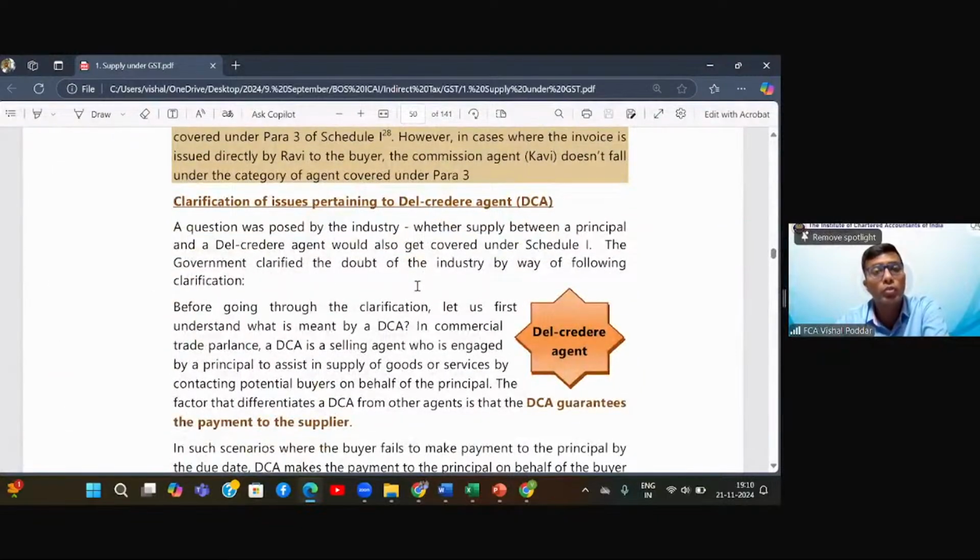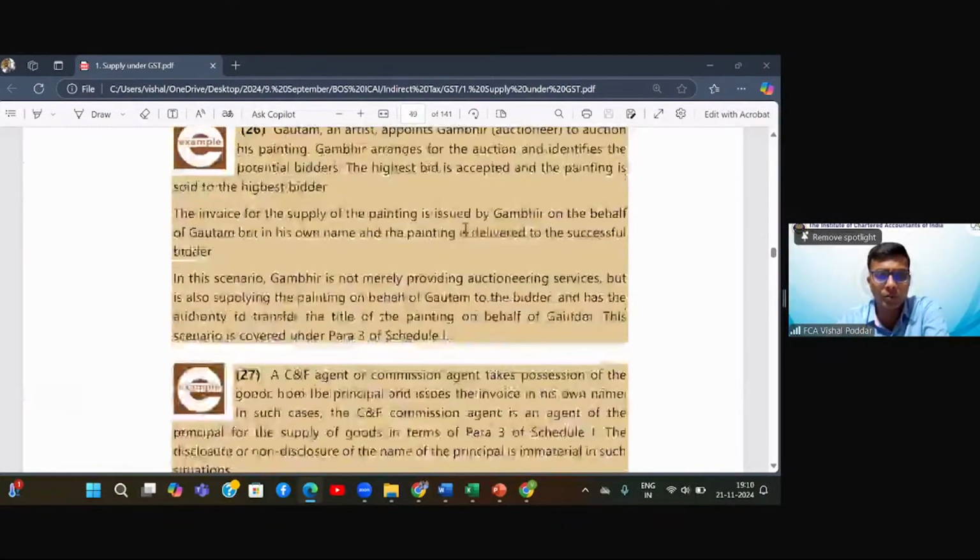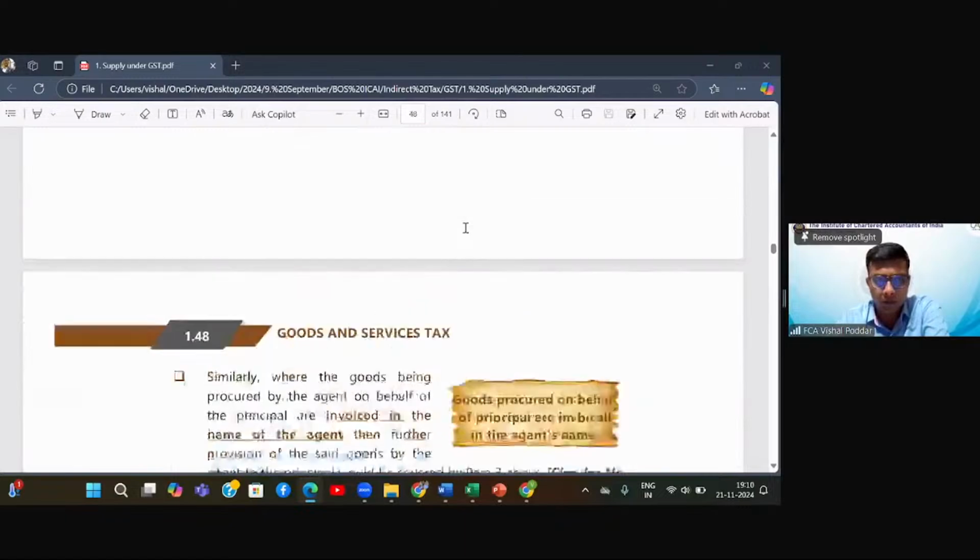Then if you remember, we also discussed the concept of del creditor agent. कि del creditor agent में भी यही point clarified है. Yes, Hemant says sir 1.46. Okay. What is 1.46?